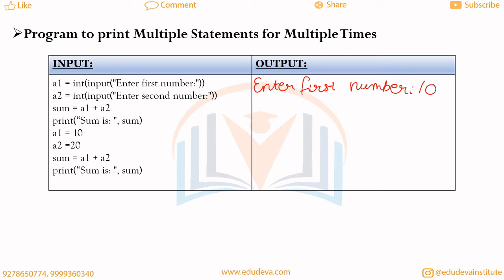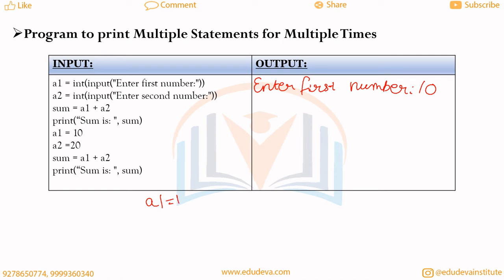Suppose I enter 10 under the output, and when I click enter, the value 10 will go to A1, and the value of A1 will now be 10. So what will be the value of A1? The value of A1 is 10, as entered by the user.